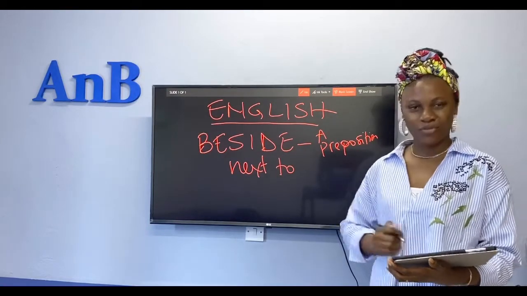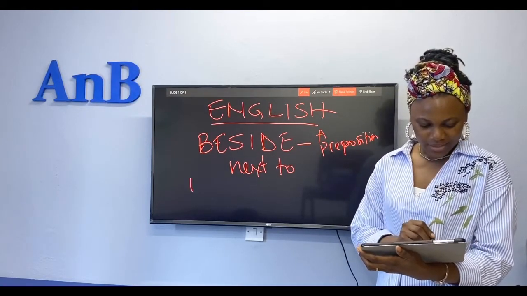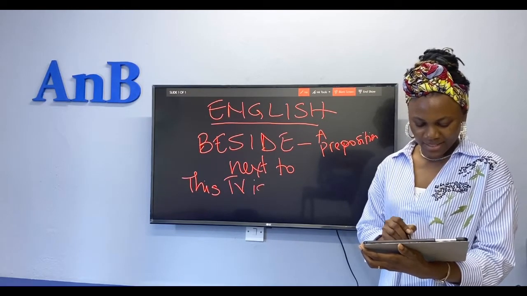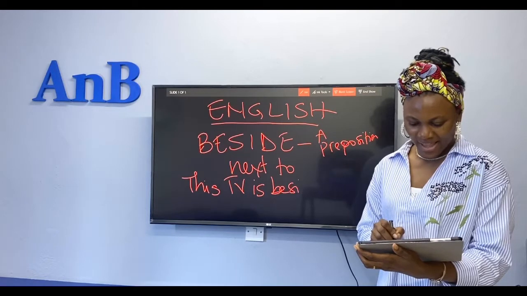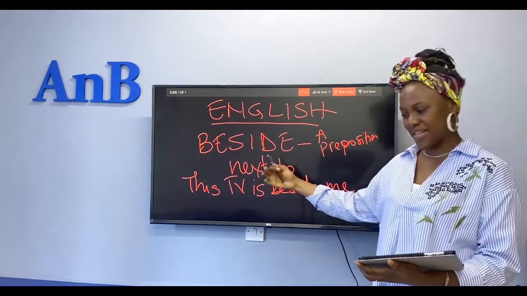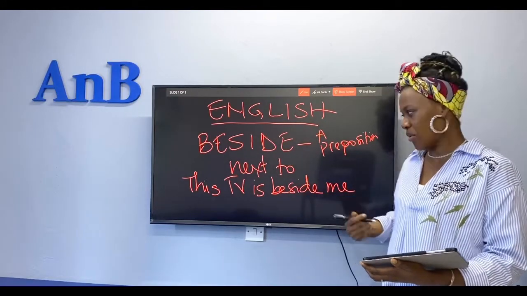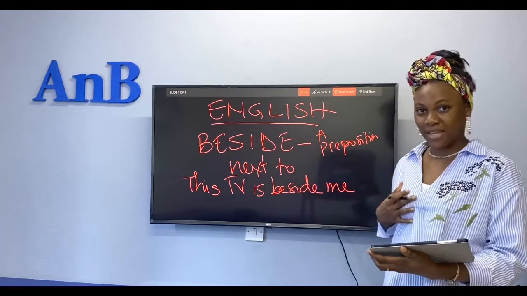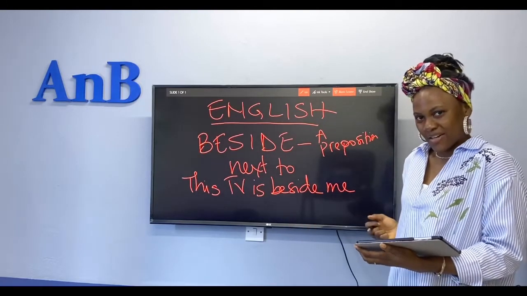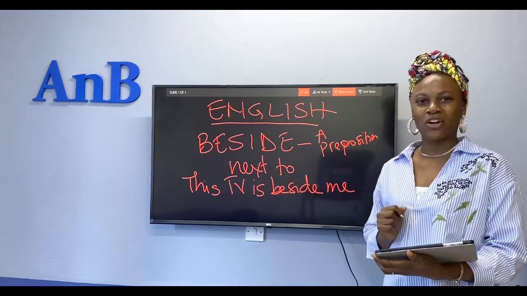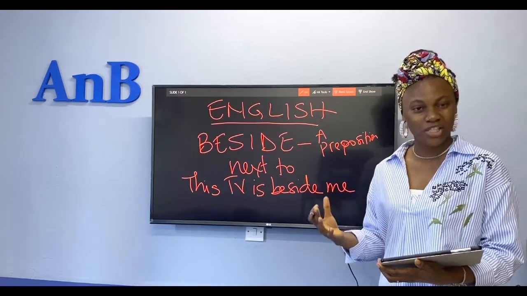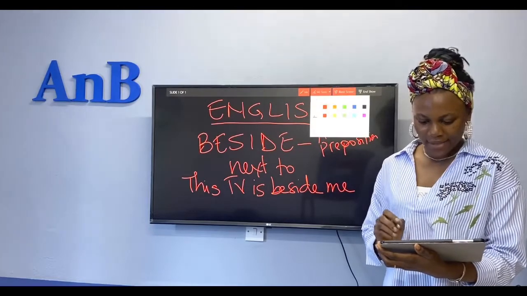Next to. For example, this TV is beside me. This TV is beside me. So it's next to me, right? You see the distance is close. That's the meaning of beside, and that's why it's a preposition.